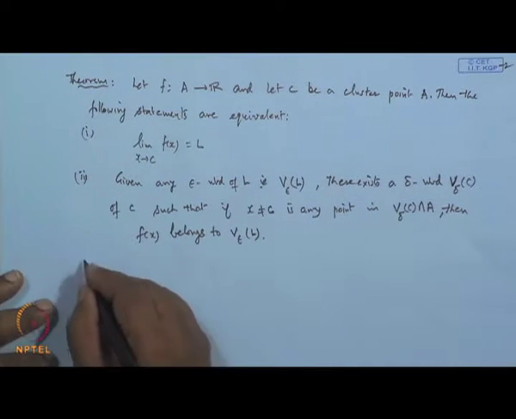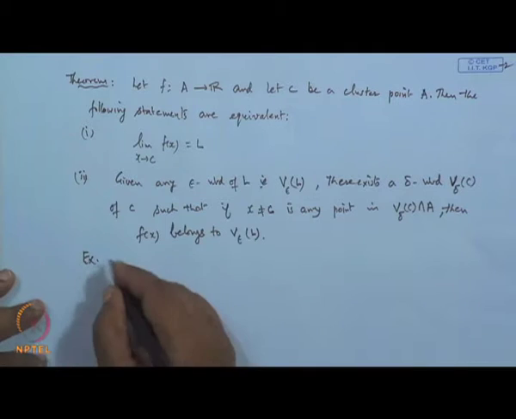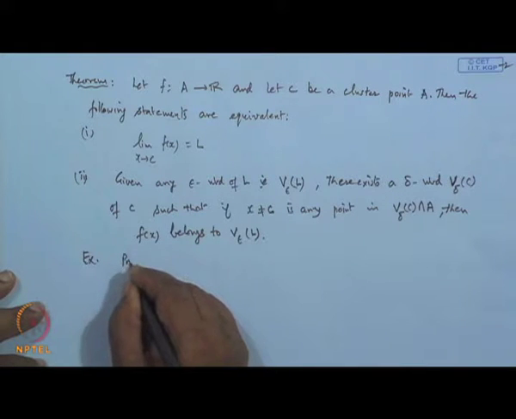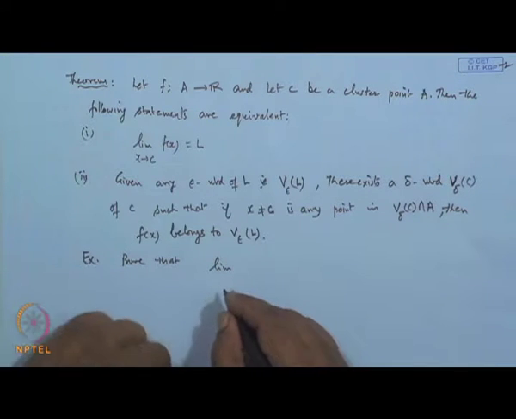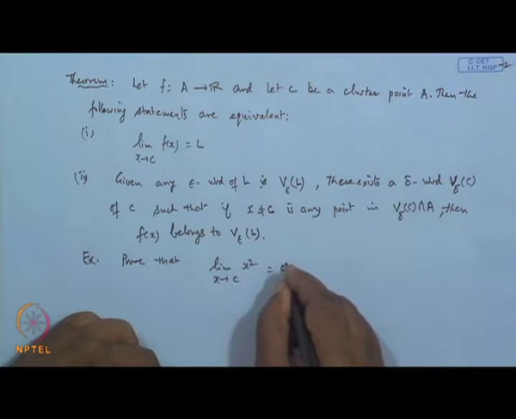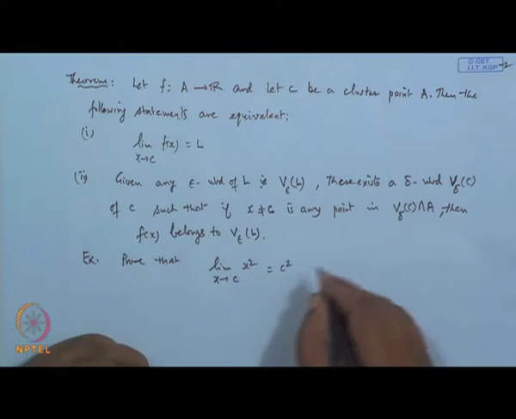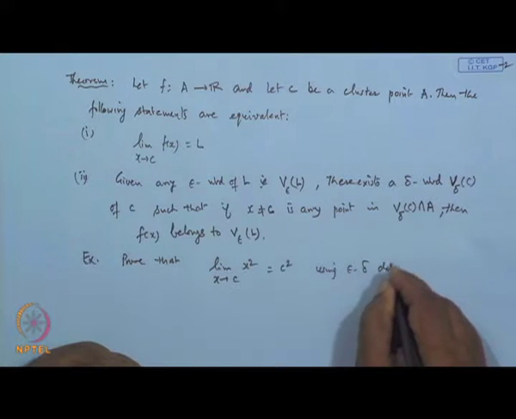Okay. Let us take a few examples using the epsilon-delta definition. Suppose I want to prove that the limit of the function x squared as x tends to c is c squared, using the epsilon-delta definition.